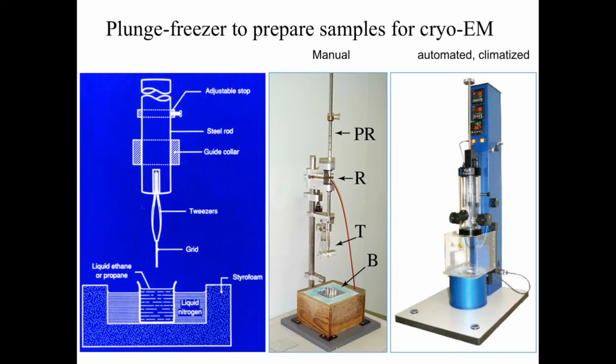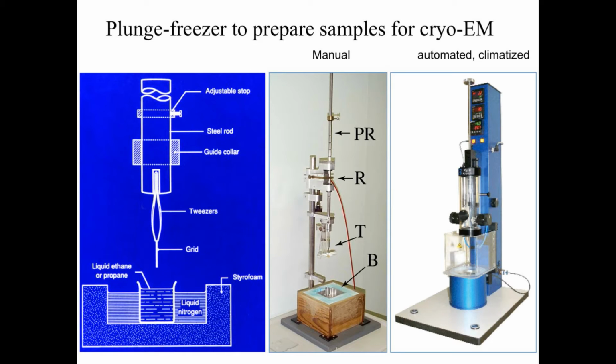So the plunge freezer, this is the idea. We have a grid at the end of tweezers, and a droplet with the molecules is put on the EM grid, and then blotting is applied to get a thin aqueous layer, and then this entire arrangement is dropped down to the temperature of liquid nitrogen.